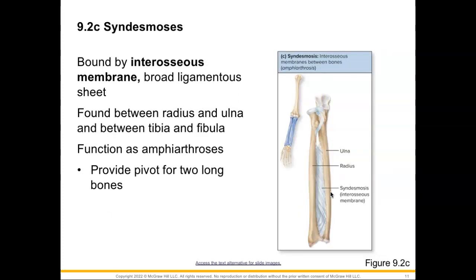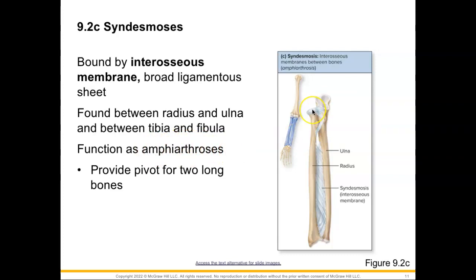And lastly, we have our syndesmosis joints. These are bones that are bound by the interosseous membrane. So we see this broad ligamentous sheath between the radius and the ulna pictured here. Of course, this exists in the leg too, between the tibia and the fibula. And this functions as an amphiarthrosis joint. Again, a functional type of classification here, meaning that we're going to have some slight movement.